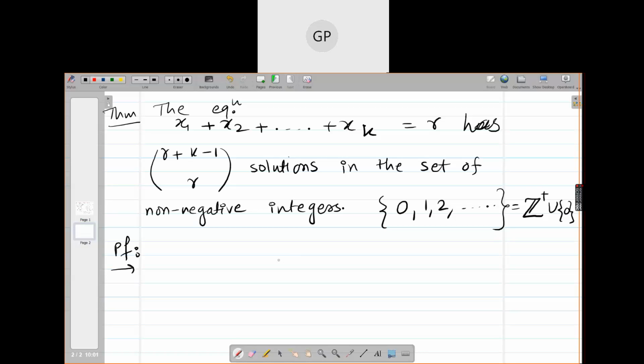It's a small proof. See, when I write 0 plus 3, then x1 I'm taking 0 times. So I will indicate the number of times x1 is appearing by n1. I will indicate n2 by the number of times x2 is appearing, likewise. And then we will get a sequence of these numbers. So write the proof: let x1 equal n1, x2 equal n2, and so on, xk equal nk.